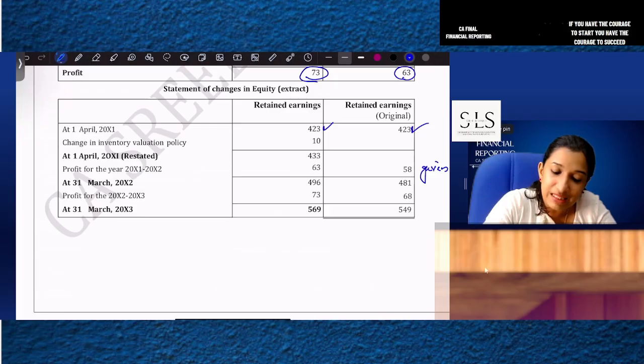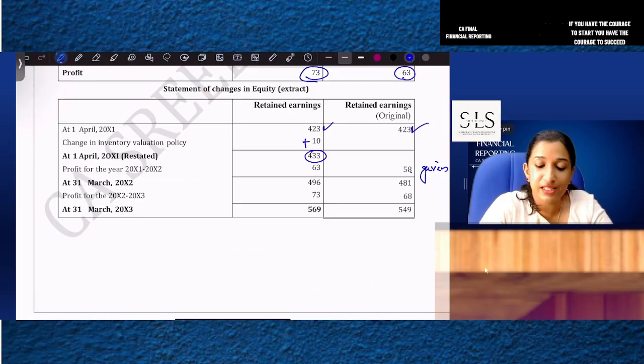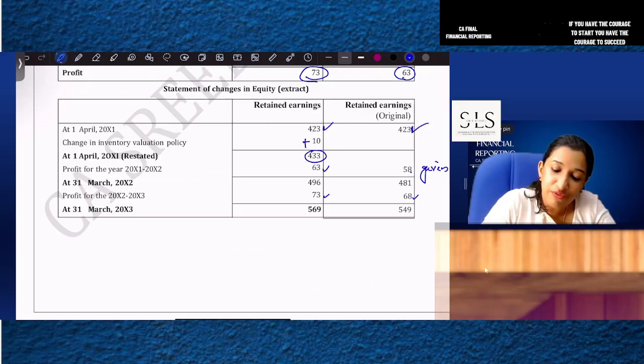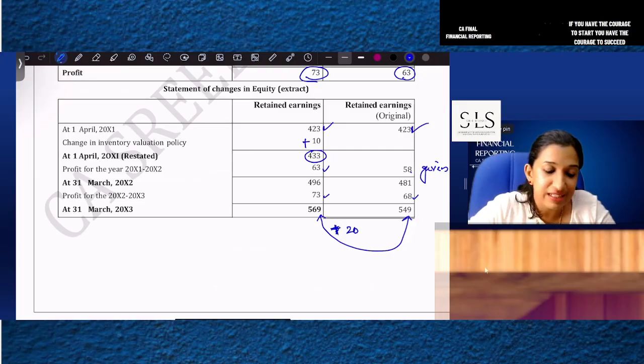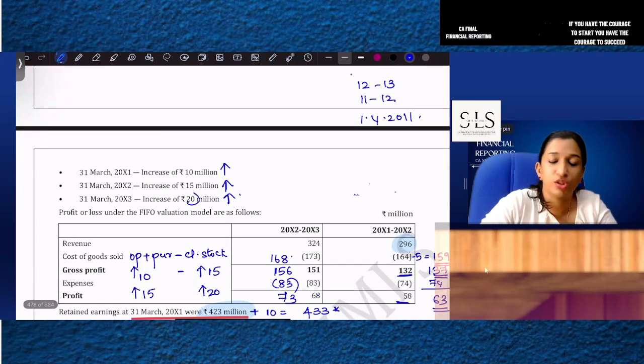423 plus we adjusted 10, so it has become 433. Instead of 58, it has become 63. Instead of 68, it has become 73. So 549 has become 569. So there is an increase net effect of 20. That is actually the increase in closing stock.